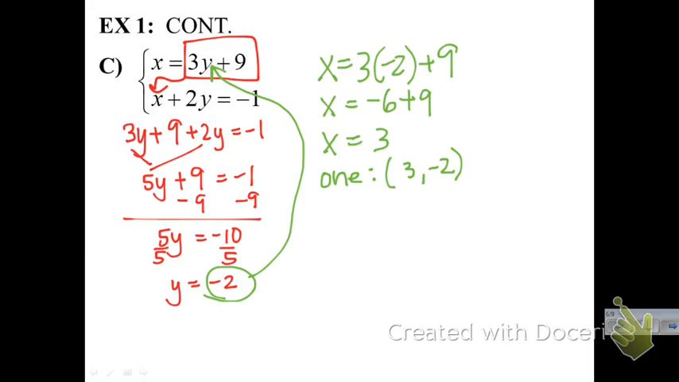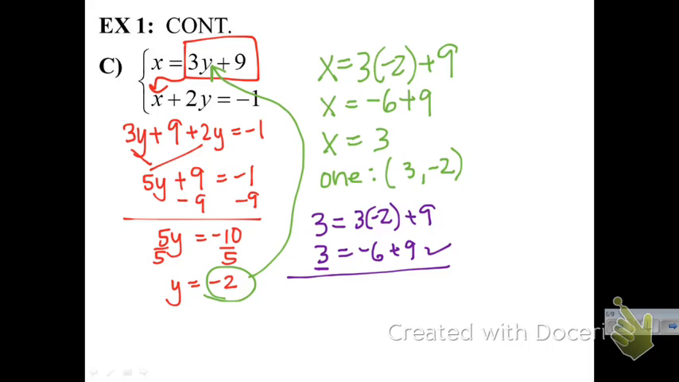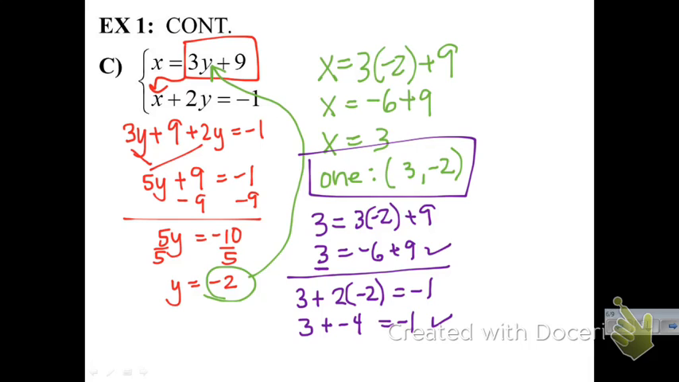So I'm going to take the top equation. We have x is 3 is equal to 3 times negative 2 plus 9. And that gives us negative 6 plus 9, which is 3, so we know it checks in that equation. We'll check the bottom equation. You have x, which is 3, plus 2 times negative 2. See if that gives us negative 1. Here you get 3 plus negative 4, and that does equal negative 1, so it does check in the second one. That tells us that our solution is correct.